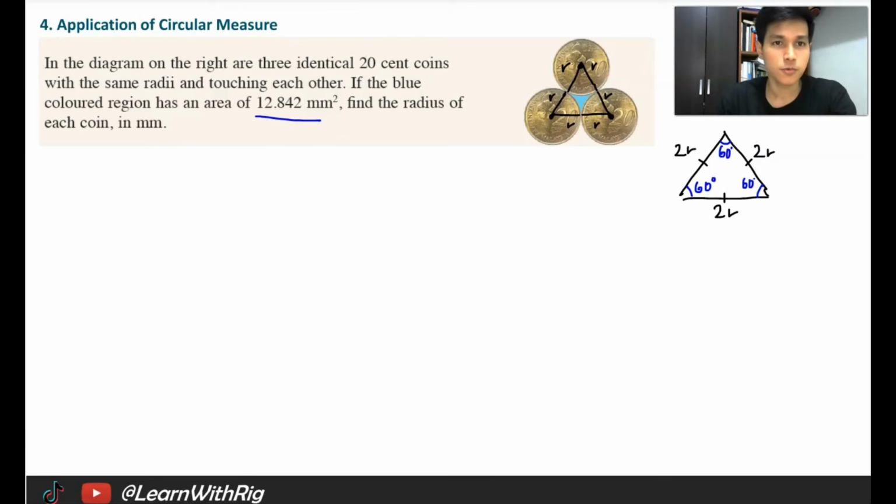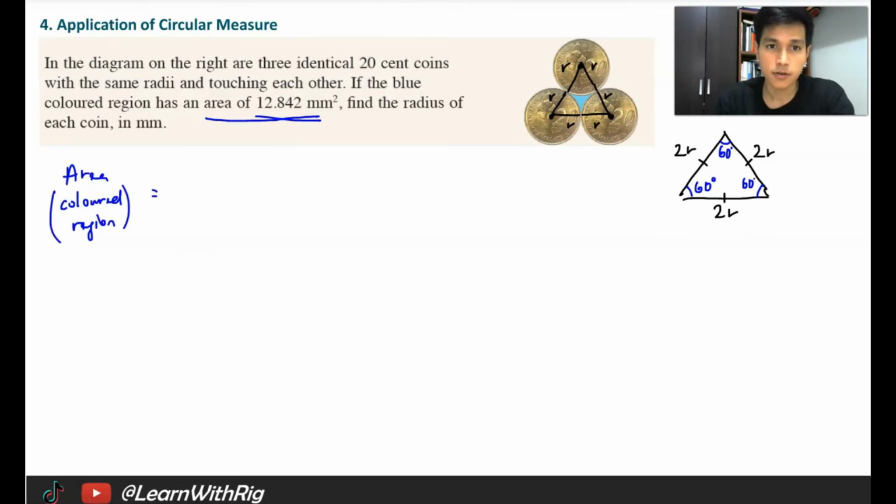Okay, so what is the formula to find the radius, right? We have to form an equation using this, because only this is given to you. So how to find the area of the colored region? How do you find that area?